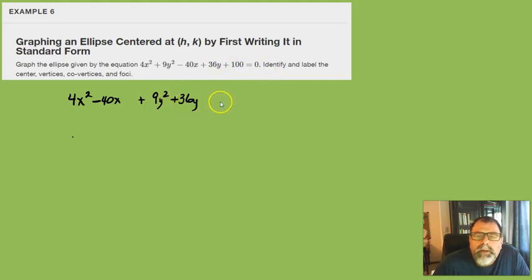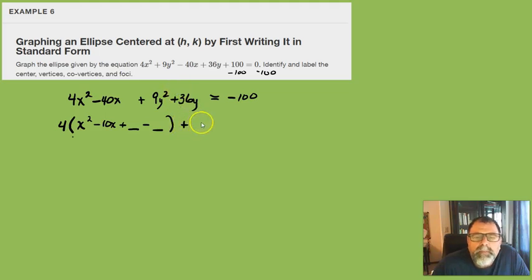And then I'm going to subtract the 100 and put it on the other side. Now I want to complete the square, but what you have to do is factor out the coefficient for the quadratic term. So 40 divided by 4 is 10. And then you're going to complete the square inside this parenthesis. So you add it, subtract it, instead of adding it to both sides.